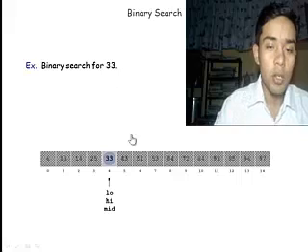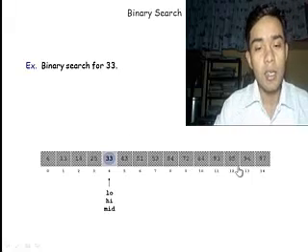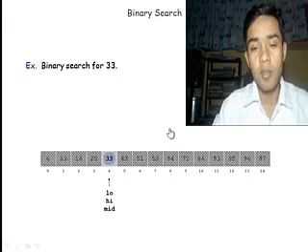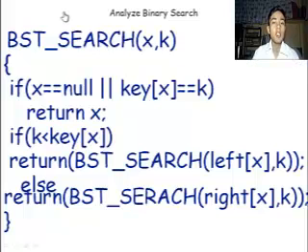The important point to note here is that each time we search for the given number, we discard half the part of the array. So this is the recursive algorithm of binary search. In this algorithm we pass two arguments, x and k. x is the index of the middle term and k is the element to be searched.